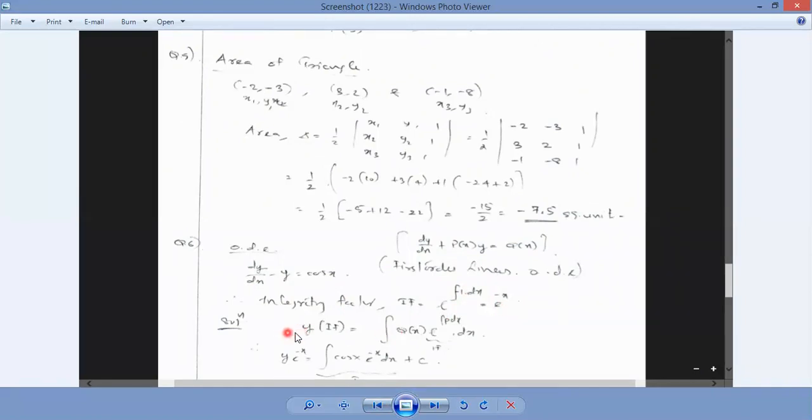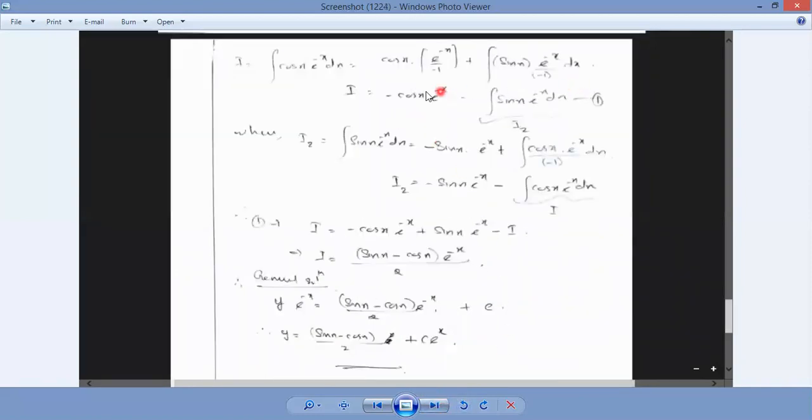Now to find the solution, you have to use this formula: y into integrating factor equals integral of q of x into integrating factor dx. So q of x is cos x and the integrating factor is e raised to minus x, dx. You simply have to integrate this, then you will get the general solution. This integral you have already studied in the integral chapter, but I'll still explain it. This is a simple integral.